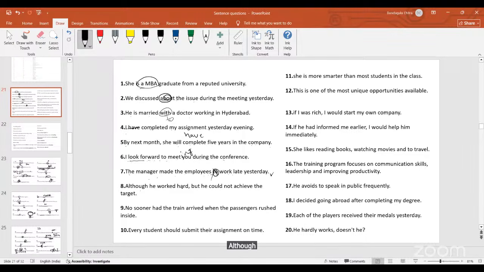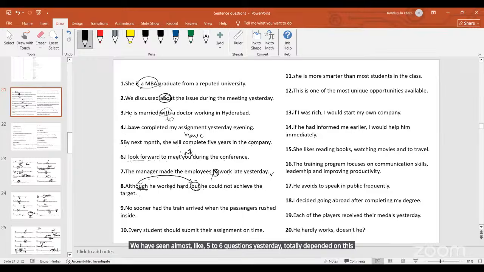Although he worked hard, but he could not achieve the target. Yesterday we discussed about this thing. No need of but, sir. Although he worked hard. Yes, simply although and but both are same, and we have seen almost like 5 to 6 questions yesterday. Totally depended on this although only. So there we discussed it although but both are same. So you can simply remove this.